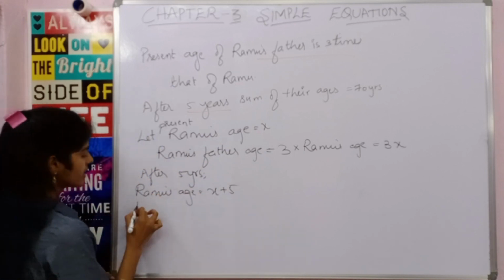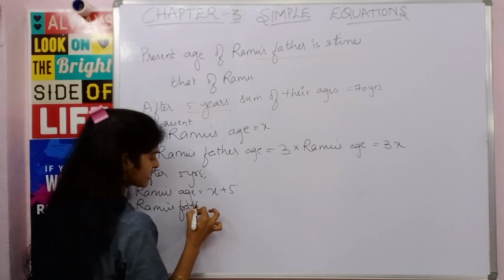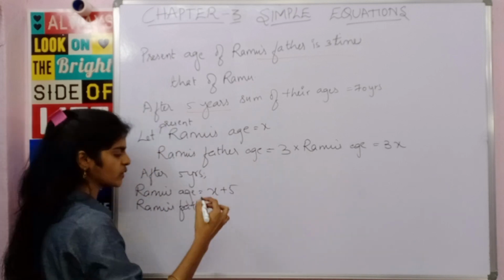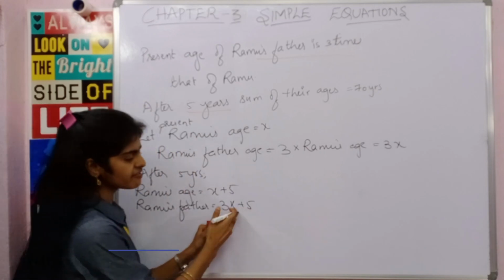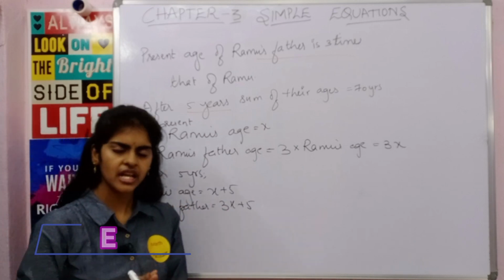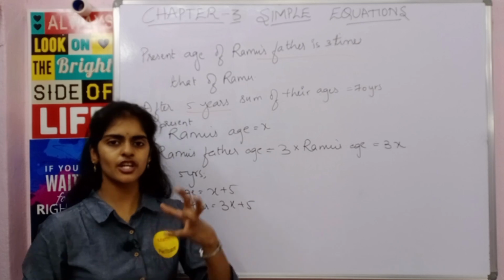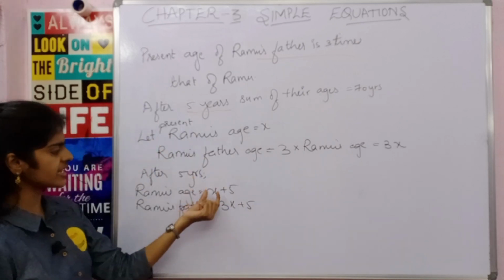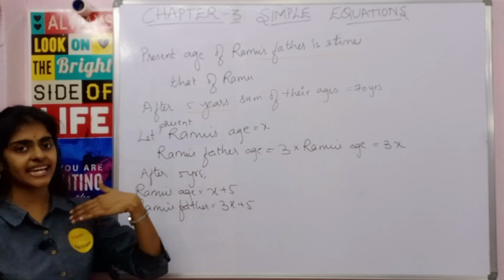Now what is Ramu's father's age after 5 years? The present age is 3 into x, so it will be 3x plus 5. After 5 years it will be 5 years added to the present age. Suppose you are 10 years now, what will be your age after 5 years? It will be 15. So you add 5 to the present age of 10 years. Here also the present age is x, so you are adding 5 to x since you want the age after 5 years.